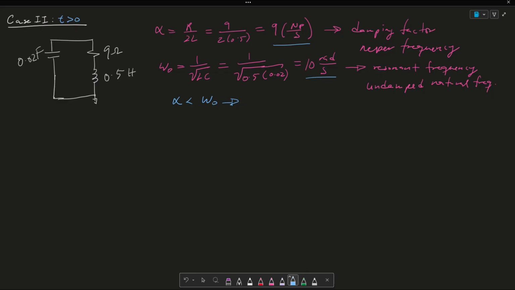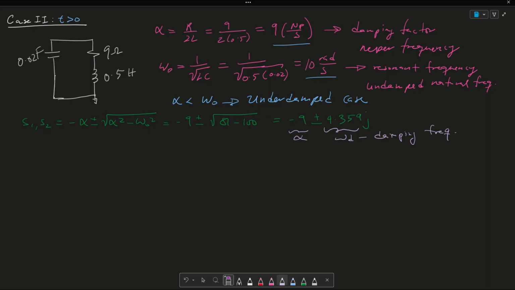So then we say that this is my underdamped case, where now we talk about S1 and S2 equating to minus alpha plus or minus the square root of alpha squared minus omega naught squared. So this is minus 9 plus or minus the square root of 81 minus 100, which is equated to minus 9 plus or minus 4.359j, where we talked about this 9 being this alpha, or again, this damping factor, and this 4.359 is omega D, or my damping frequency.